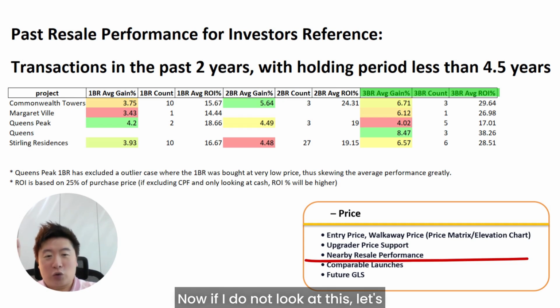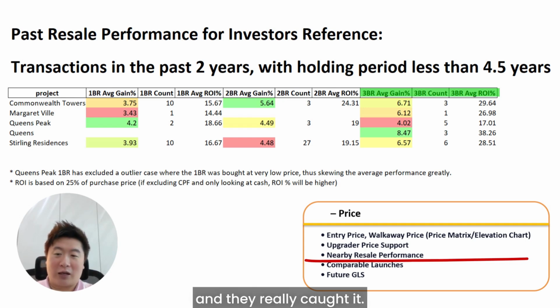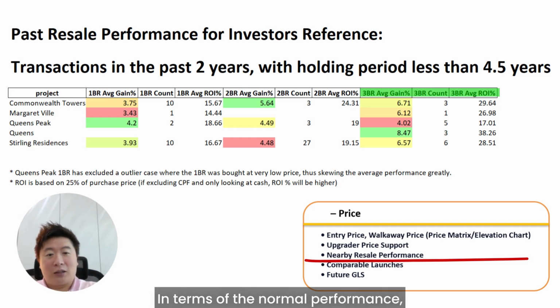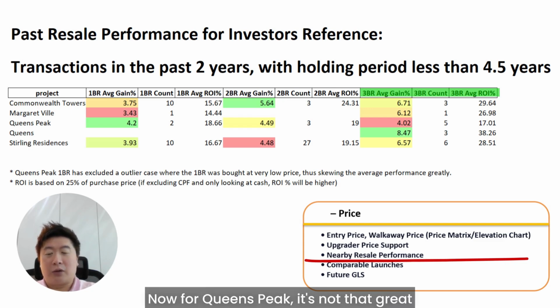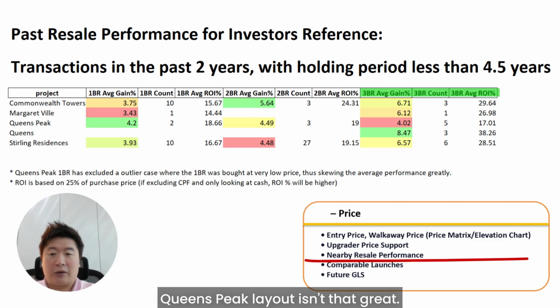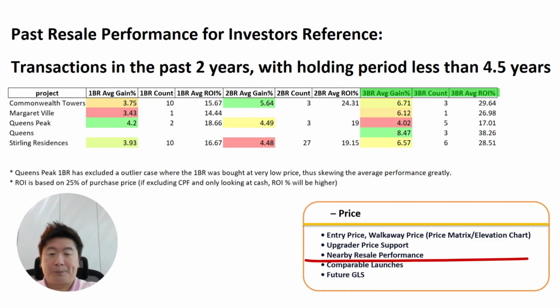Now, let's say we don't look at this, because this one was a special scenario and they really caught it. In terms of the normal performance, you'll see that Commonwealth Towers is again the best, while Sterling Residences is the next best. It's almost the same, 6.7 and 6.57. So yes, these are good transaction figures, very good performances as well for the Queenstown region, and this is definitely for investor reference. Now for Queensway, it's not that great because, as I've shared before, the Queensway layout isn't that great, other than the one bedroom.